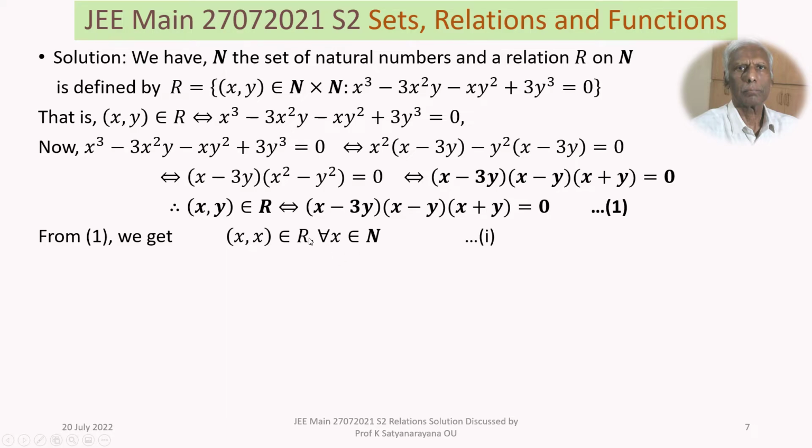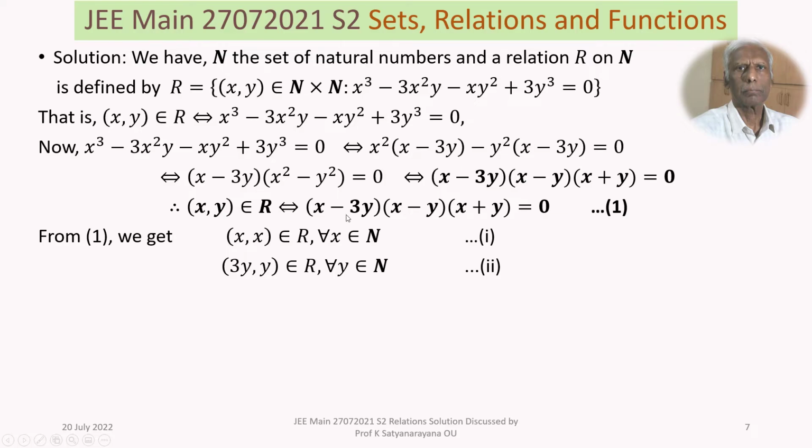(x, x) belongs to R for all x belongs to N. So that means R is clearly reflexive from this. And let us see, suppose x minus 3y is equal to 0, then x is equal to 3y, then (3y, y) will be 0 because this factor becomes 0. So, therefore, (3y, y) belongs to R for all y belongs to N.